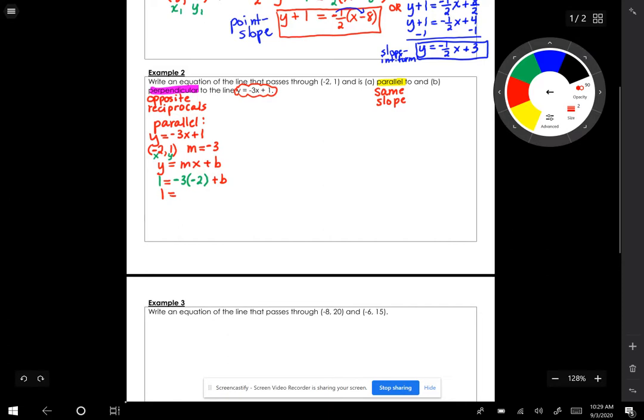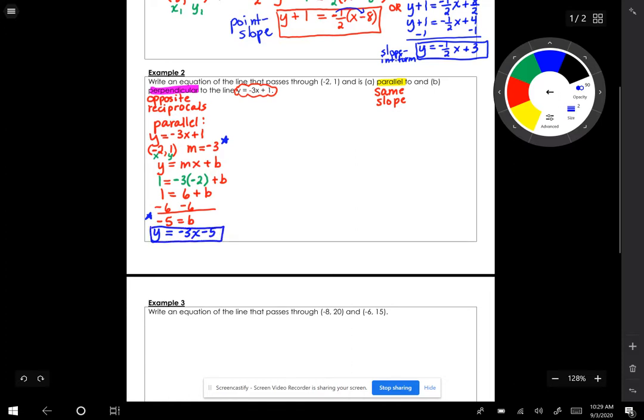That's 1 equals 6 plus b, since negative times a negative is a positive. Please don't add those numbers. Now we subtract 6 because we want b by itself. Well, what do we do with this? I mean, we have m, we have b. Well, what you do is you put them together. So you put this value and this value in y equals mx plus b form. So y equals m first, negative 3, times x minus 5.